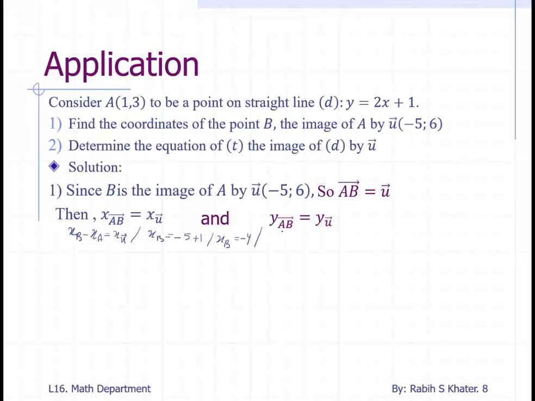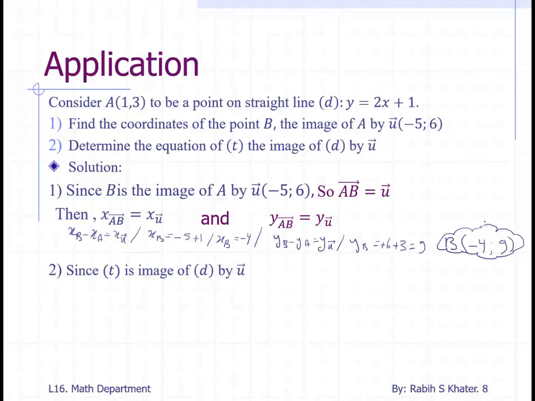Similarly, for the ordinate of point B, yB minus yA equals the ordinate of vector u, hence yB equals ordinate of u plus 6 minus 3, which is equal to 9. Hence, point B has the coordinates minus 4 and 9. These are the coordinates of point B.